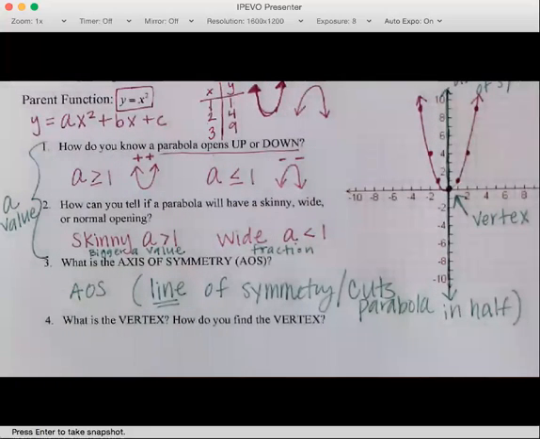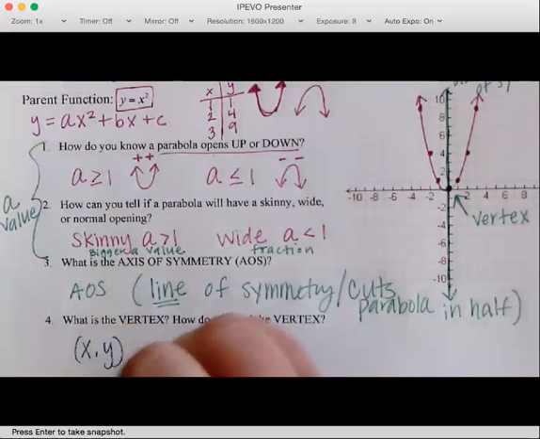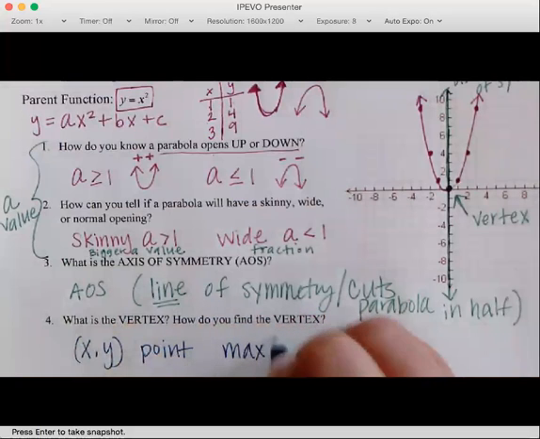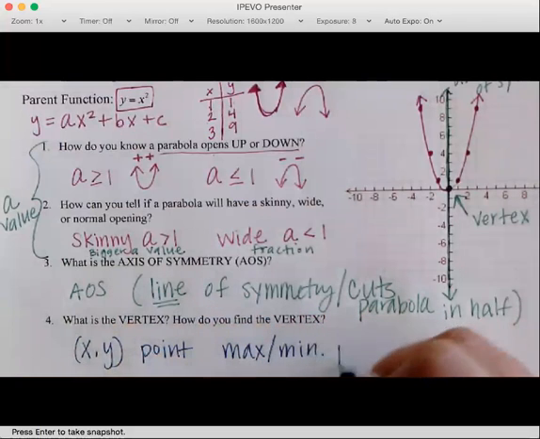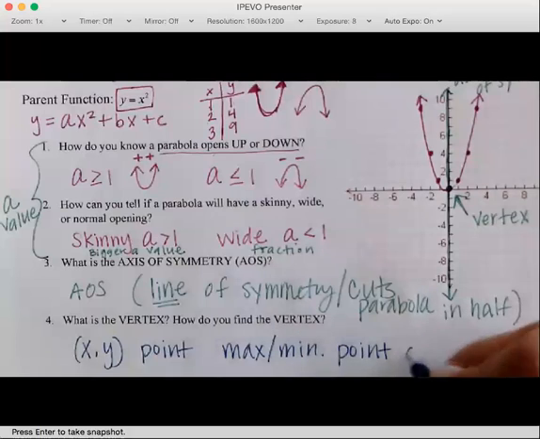Okay, the next one is the vertex. The vertex is an x comma y point, and it's the maximum or minimum point of the parabola.